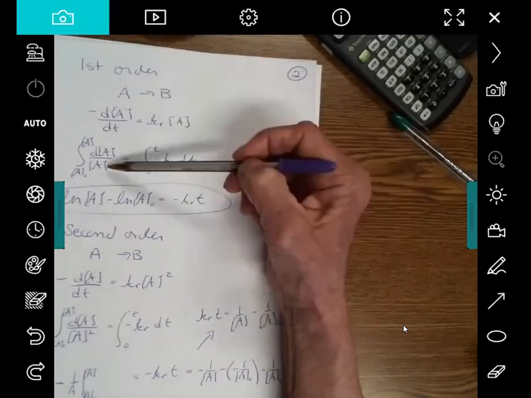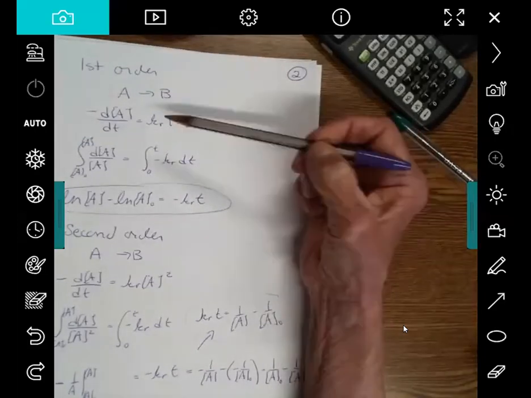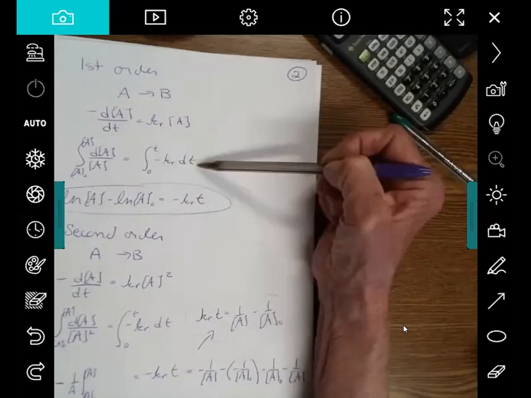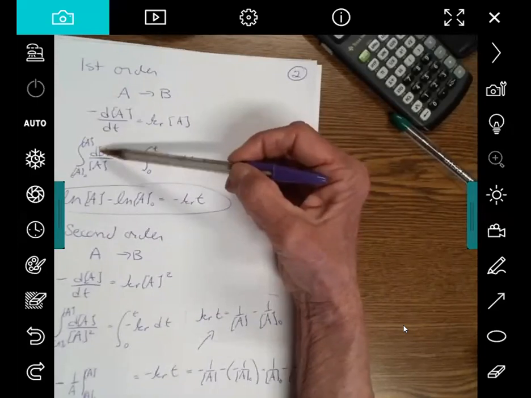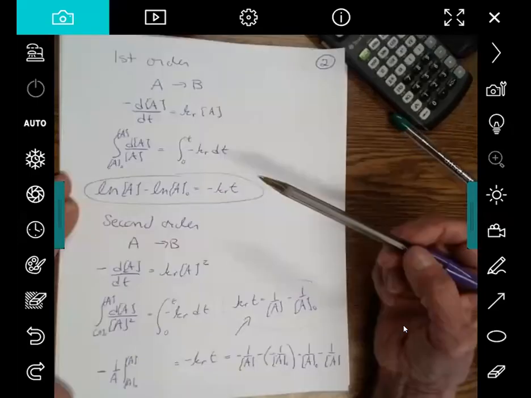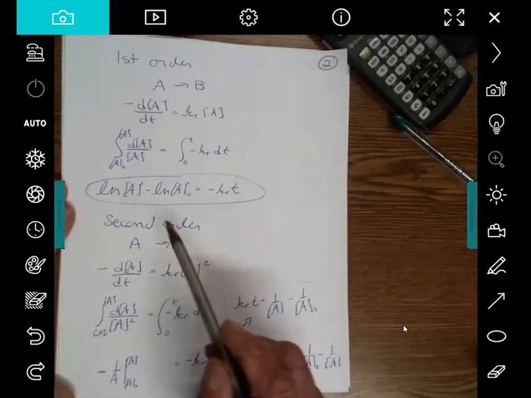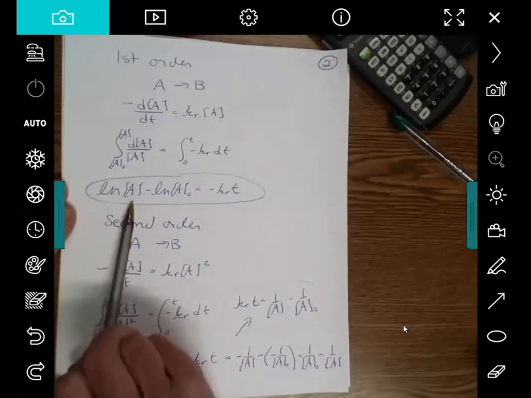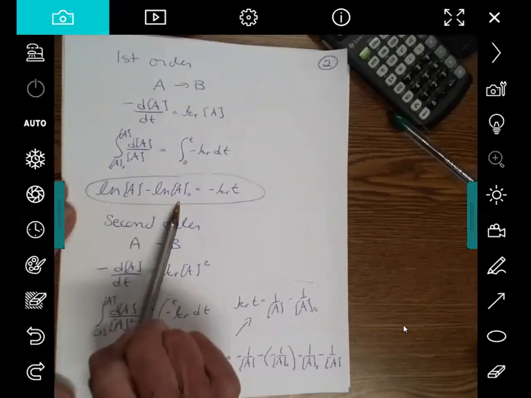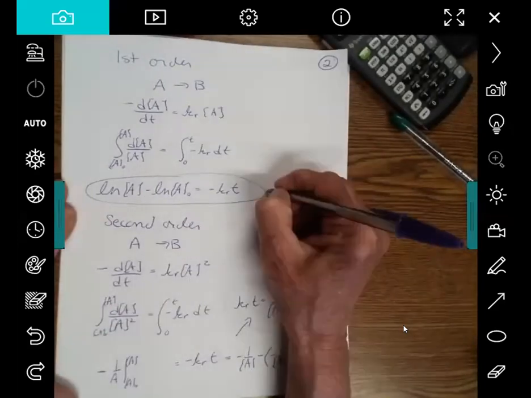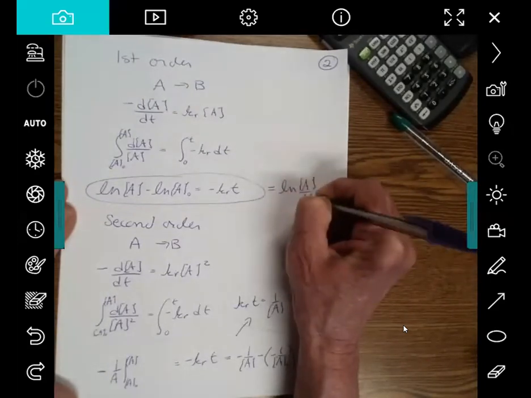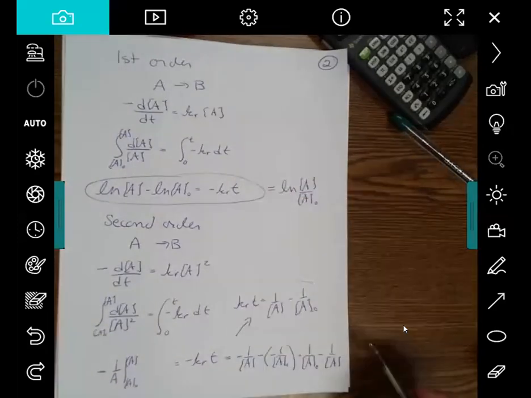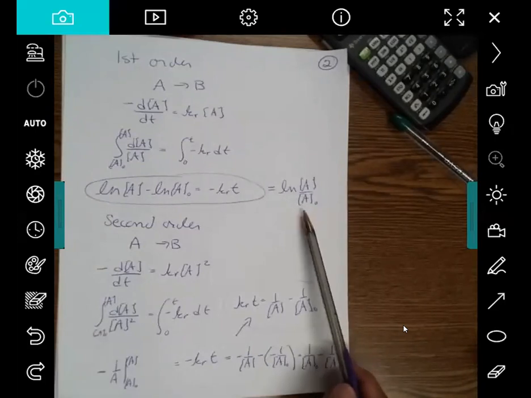So if we pull all the A's over here and the t's over here, we can integrate from 0 to t. The right-hand side is going to look the same as in the last integral. Over here, we're integrating dx over x, and we remember that from our thermodynamics is natural log. So we end up with natural log of A at some time minus natural log of A0 equals minus kt. And so you remember that the ratio of x over y is equal to the difference in their natural logs. So either way you use it, sometimes this is a lot easier.